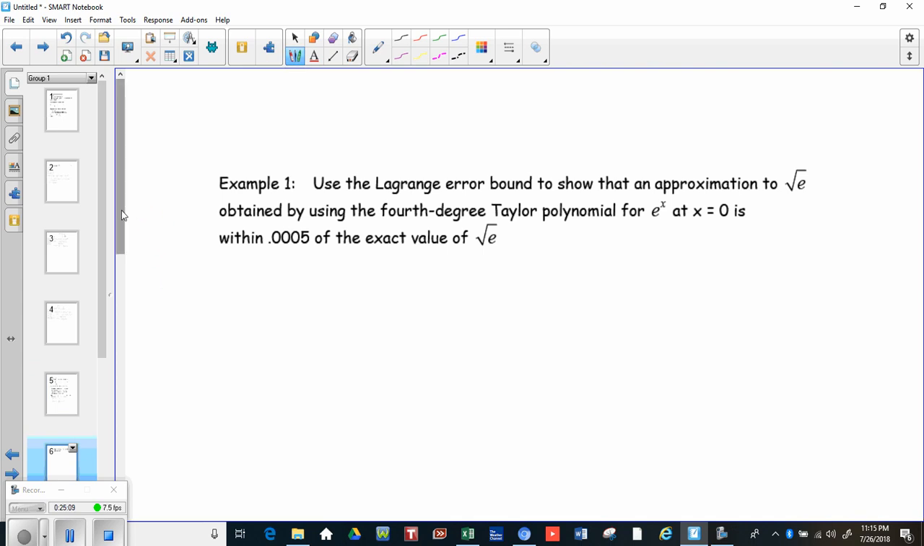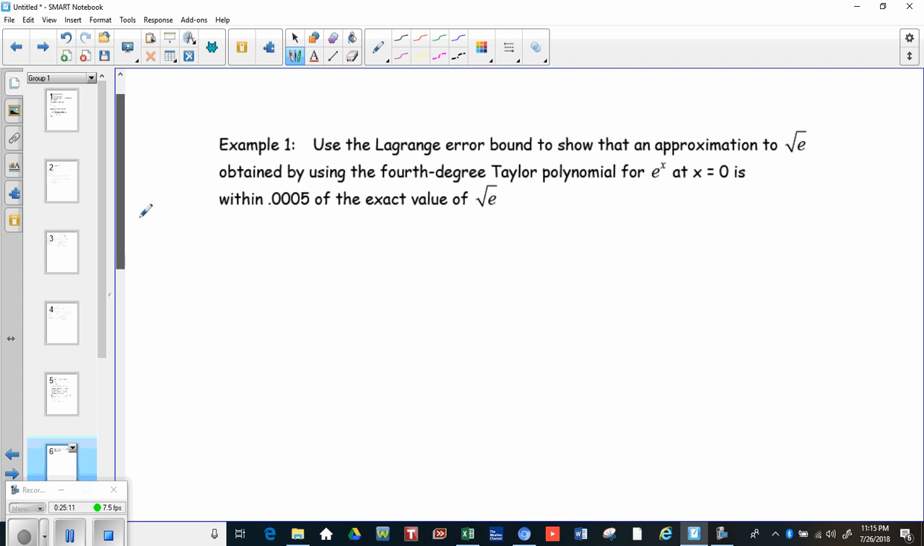All right, we want to first of all use the Lagrange error bound to show that the approximation to the square root of e obtained by using a fourth degree Taylor polynomial for e to the x at x equals 0, which is really Maclaurin, is within 0.0005 of the exact value of the square root of e. So this is what we need to do.